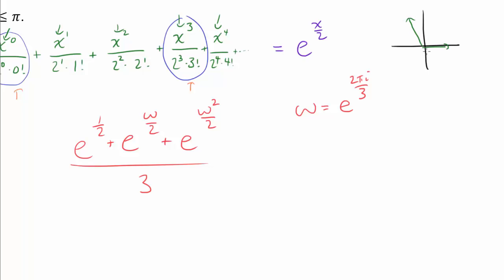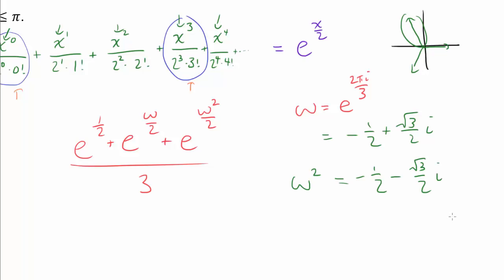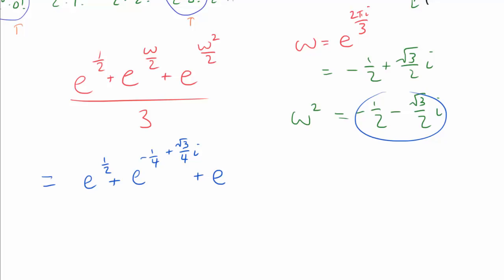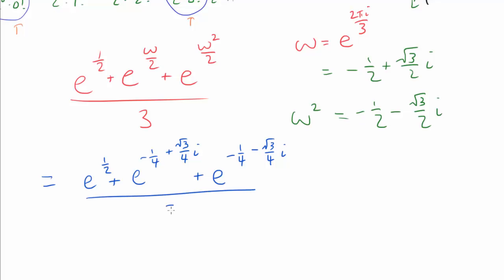So here is 1, here is omega, and here is omega squared. And if we are comfortable enough with the unit circle, we can just eyeball it. So that's negative 1/2 plus square root of 3 over 2 i, or you can actually use trigonometry to find it. And omega squared, using the same reasoning, is negative 1/2 minus square root of 3 over 2 i. This is telling us that the value of our summation is e to the 1/2 plus e to the omega over 2, that's negative 1/4 plus square root of 3 over 4 i, plus e to the omega squared over 2, that's negative 1/4 minus square root of 3 over 4 i, all divided by 3.